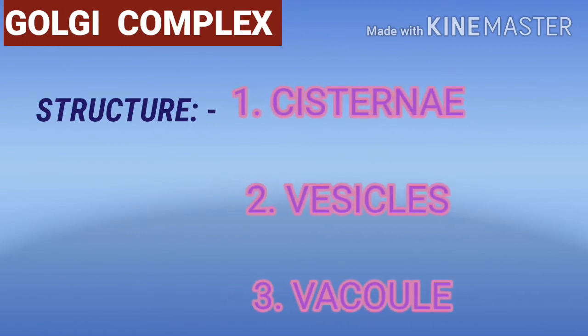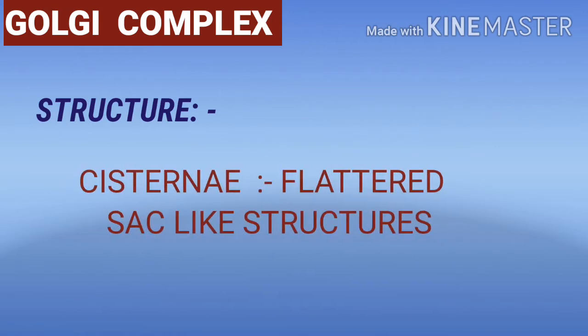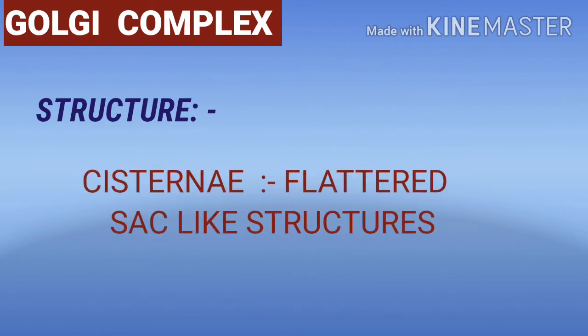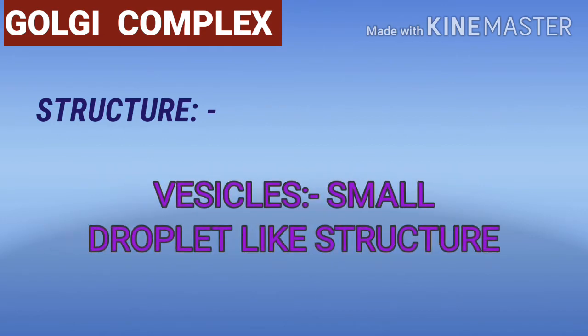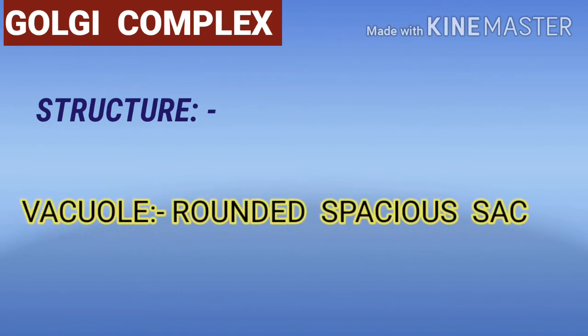The structure of the Golgi apparatus. It is in the form of a series of flattened membranous sacs called cisternae, tiny vacuoles called vesicles, and large vacuoles. Cisternae: these are flattened sac-like structures stacked on one another and arranged in parallel rows. Vesicles: these are small droplet-like structures. And vacuoles: they are large, spacious rounded sacs present on the maturing phase of the Golgi apparatus.